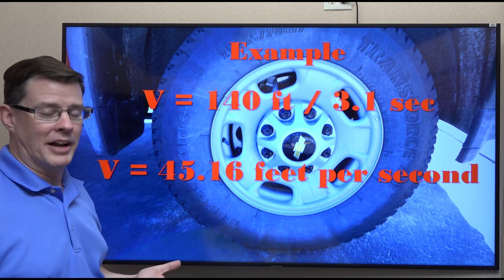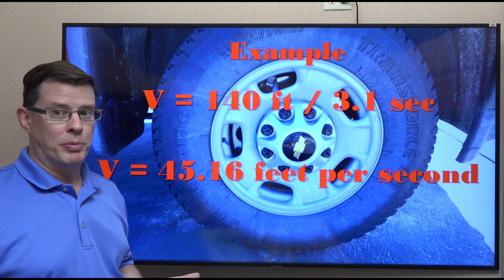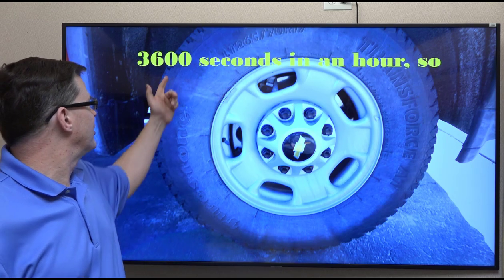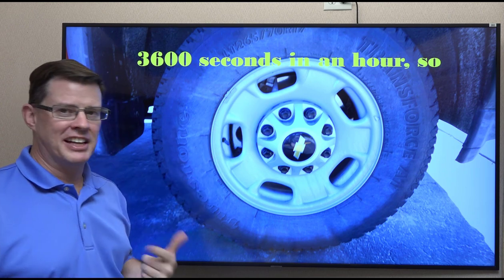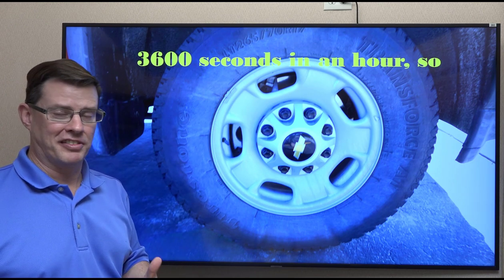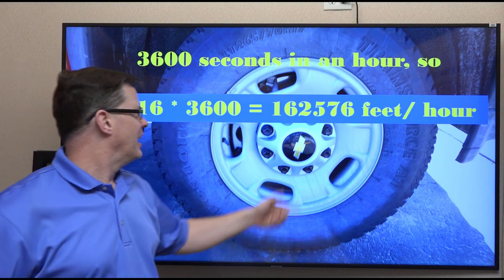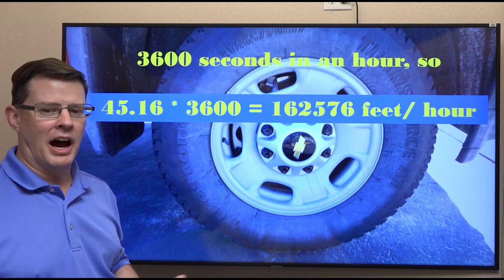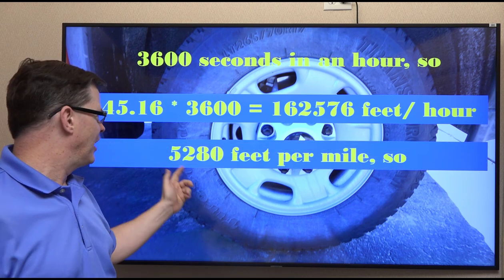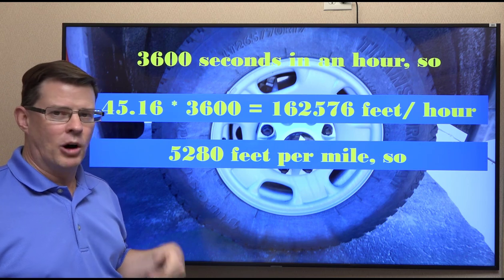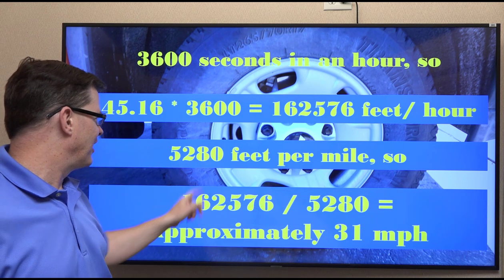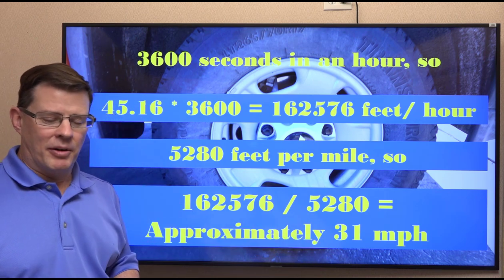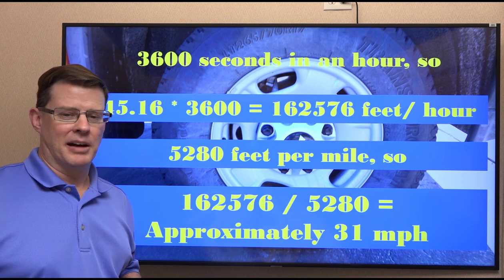Now, if some of you are wondering, so what? We'll put this in terms that most people understand, miles per hour, since just about everybody drives a car. So to do the conversion, we have 3,600 seconds in an hour: 60 in a minute, then 60 minutes, 60 times 60, 3,600. So we multiply that, and you get 162,576 feet per hour. Now to get miles per hour, you got to know how many feet are in a mile. Turns out we have 5,250 feet per mile. So we take that big number there, divide by 5,250, and we get about 31 miles per hour. So that's how fast the tire was moving when it hit the embankment to jump into the air.